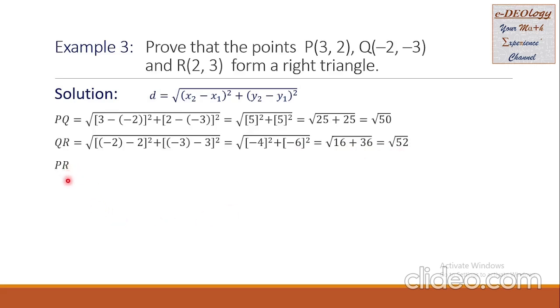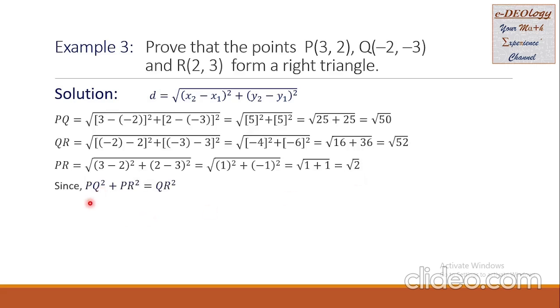Next, side PR. By distance formula, we have now 3 minus 2, that is squared, plus 2 minus 3, that is squared. Simplifying further, 3 minus 2 will be 1, that will be squared, plus 2 minus 3 is negative 1, then we will square. 1 square is simply 1, square of negative 1 is 1. 1 plus 1 is 2. So for the side PR, the answer, or the distance, is square root of 2.